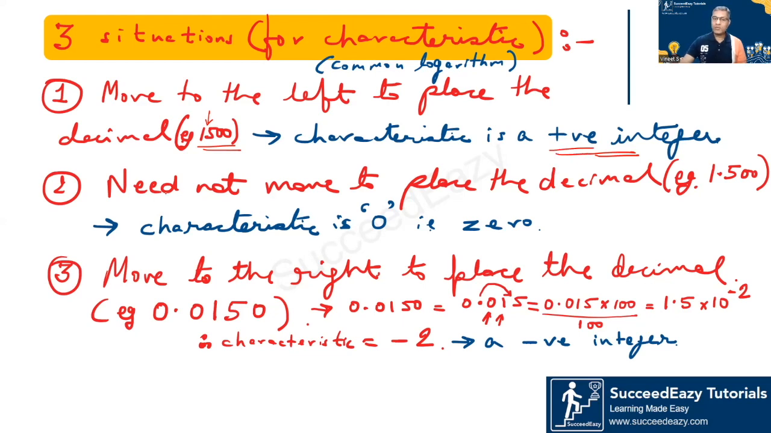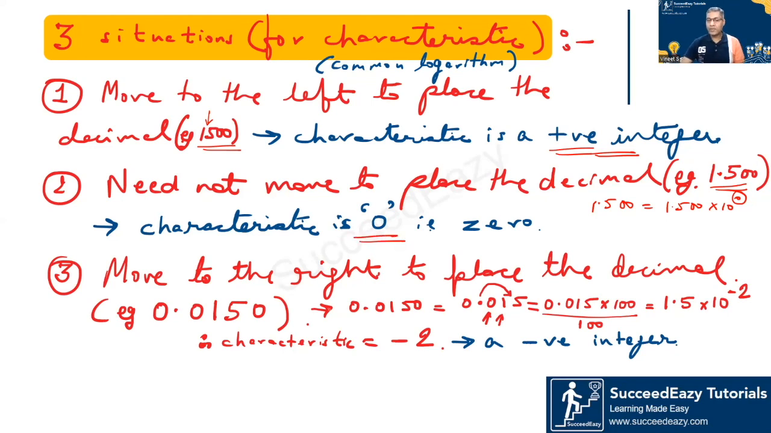and that is why the characteristic was positive in this case. Another situation is that you need not move to place the decimal. Example, in 1.500, the decimal is already there, right after the first digit. Okay, so 1.500 can be put as 1.500 into 10 to the power 0. So in this case, the power of 10 is 0, and hence the characteristic is 0.